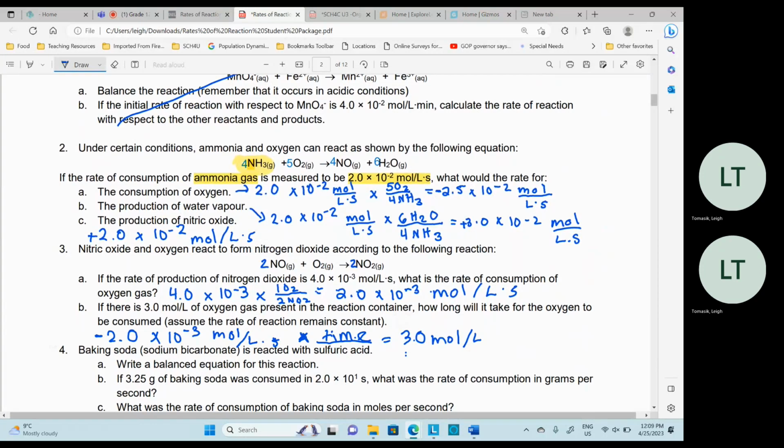So how do we figure this question out? Time is going to be equal to 3.0 moles per liter divided by 2.0 times 10 to the negative 3 moles per liter second. That rate has to go to the other side. Instead of being multiplied by time, it has to be divided into the amount in order to isolate time. I hope that makes sense. It's just the rate of disappearance, so it doesn't really have to be negative in this equation.